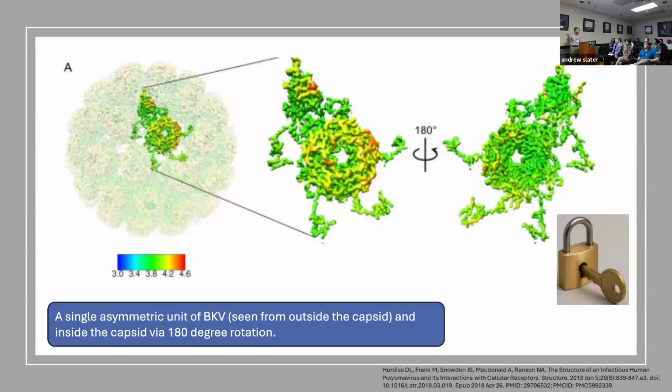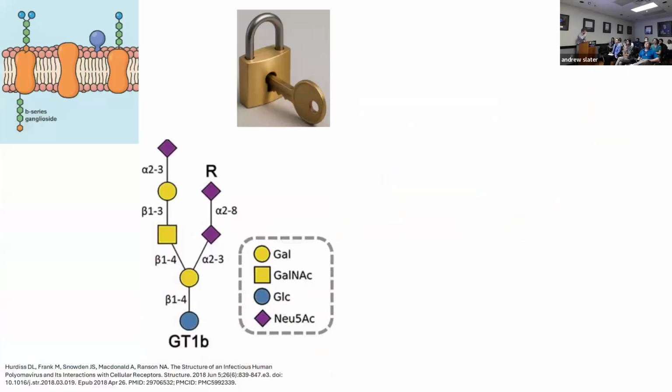I have a lock and key here because this has fantastic implications for pharmaceutical development, right? Specifically targeted pharmaceuticals against the BK virus. Keeping on that theme of the lock and key, so what about the cell surface, the tubular epithelial cell surface? What's the receptor that the BK virus binds to? We think we know. We think we have a good idea.